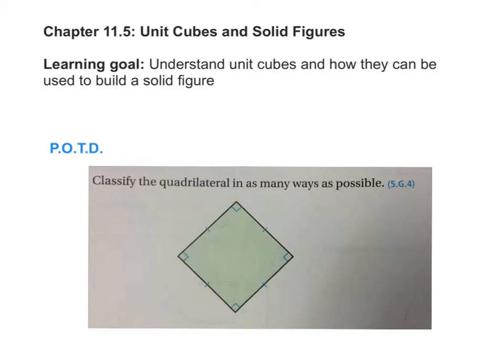Your learning goal for today is to understand unit cubes and how they can be used to build a solid figure. So we're going to figure out what exactly a unit cube is and how I can put lots of different unit cubes together to make different solid figures. First, let's look at the problem of the day. It says, classify this quadrilateral in as many ways as possible. How might I classify this quadrilateral? Adam, what's one way?